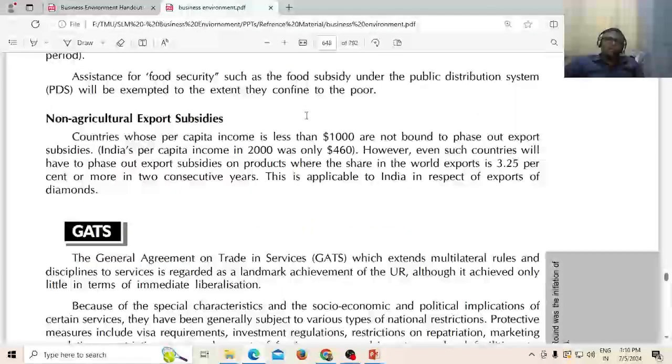Non-agricultural export subsidies. Countries whose per capita income is less than 1,000 US dollars are not bound to phase out export subsidies. India's per capita income was only $460. However, even such countries will have to phase out the export subsidy for products where the share in world export is 3.25% or more in consecutive years. This is applicable to India in respect of the export of diamonds.